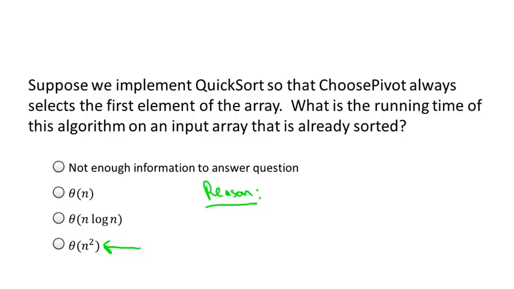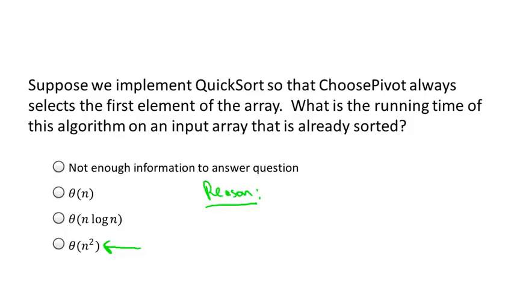Well, to understand, let's think about what pivot gets chosen and what the ramifications of that pivot choice are for how the array gets partitioned, and then what the recursion looks like. So let's just think of the array as being the numbers 1 through n in sorted order. What is going to be our pivot? Well, by definition, we're choosing the first element as the pivot, so the pivot is just going to be 1.